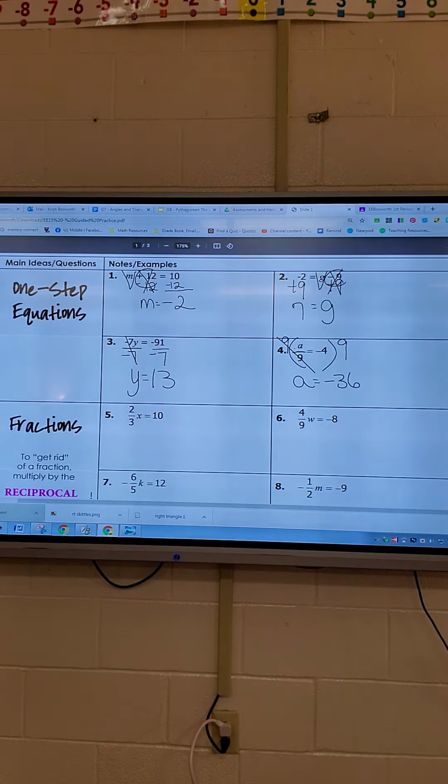All right, go back and check your answer right there. You're multiplying both sides by 9 right there. Does everybody see that?